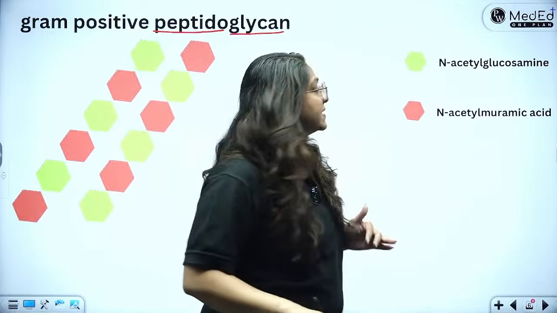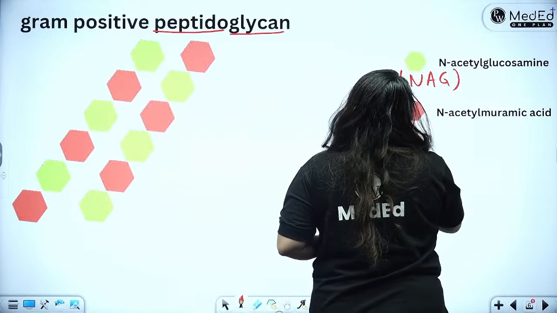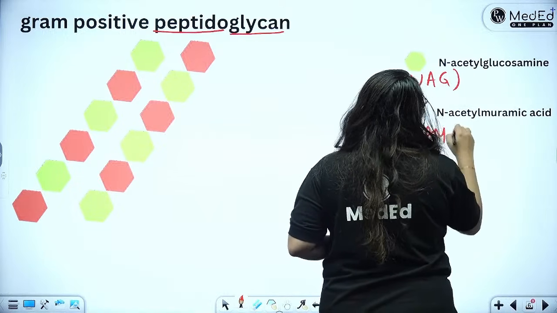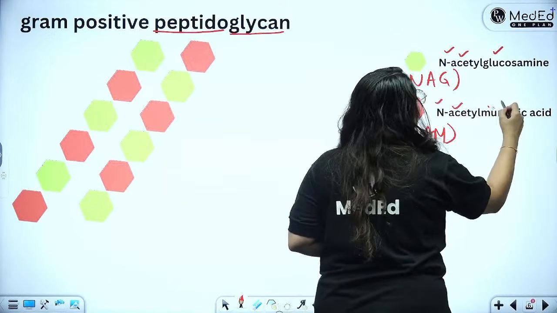What are they called? The green one is called NAG, and the red one is called NAM. NAG stands for N-acetyl glucosamine and NAM stands for N-acetyl muramic acid.